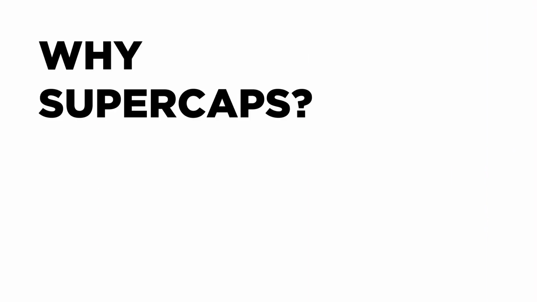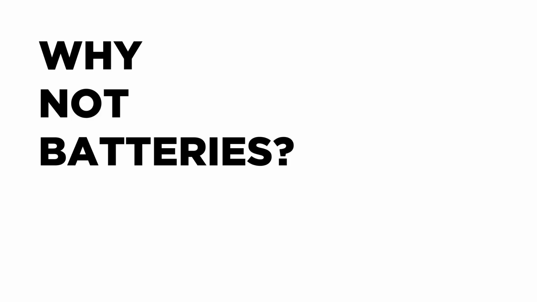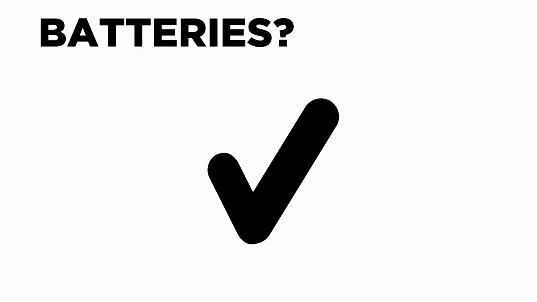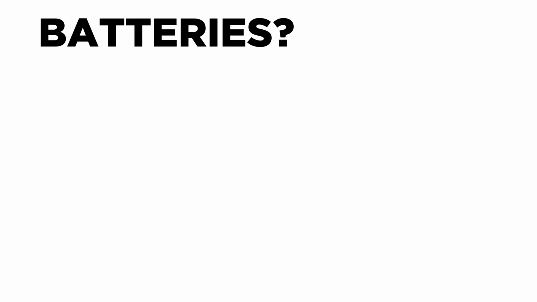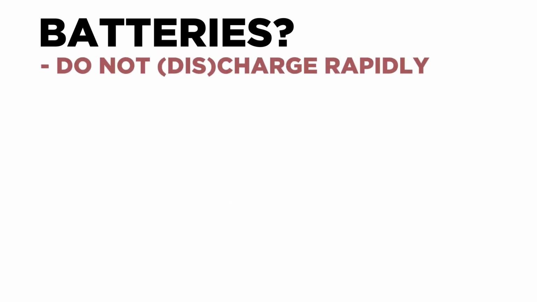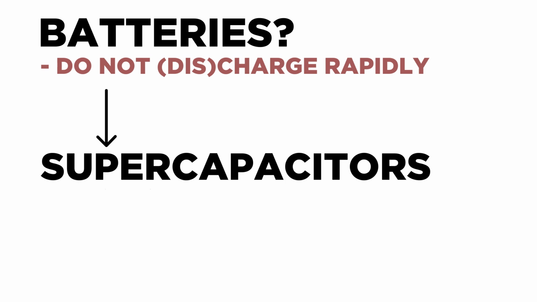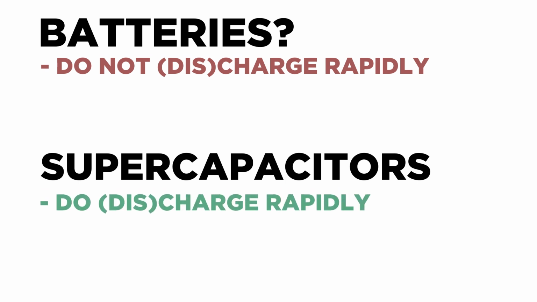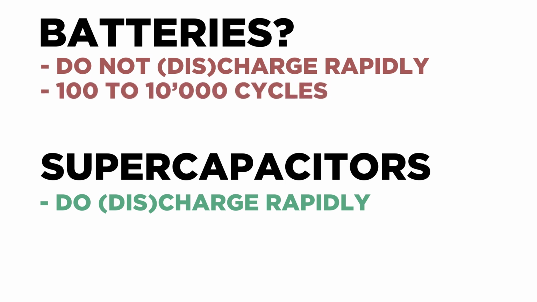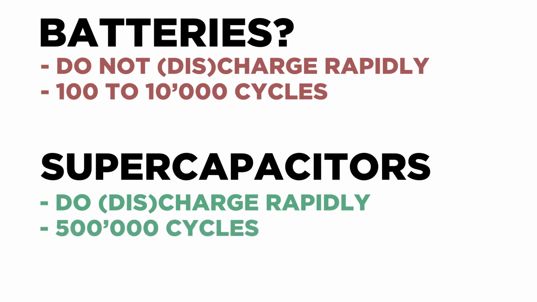But why do we need supercapacitors? Aren't batteries sufficient? For some applications, batteries are the best solution. But, as already mentioned, when you want to charge or discharge rapidly, supercapacitors are the preferred option. Also, the cycle life of supercapacitors is much longer. A normal battery can handle 100 to 10,000 cycles before the battery dies, but a capacitor has a cycle life of more than 500,000 cycles.